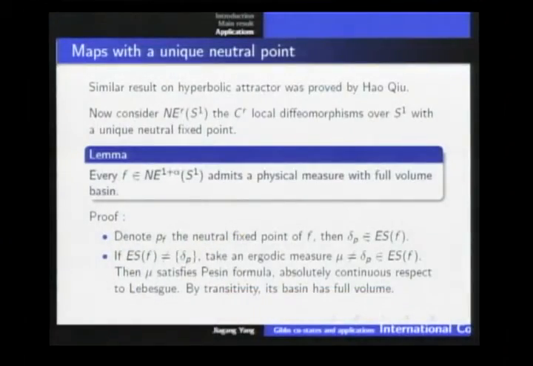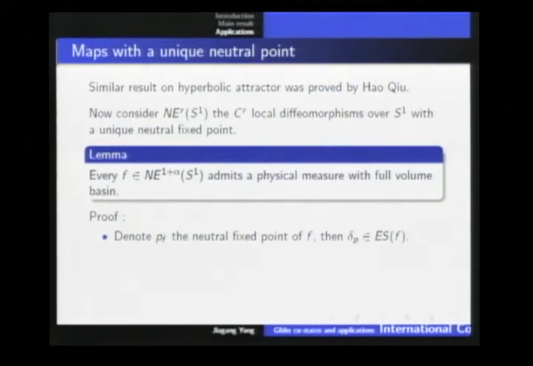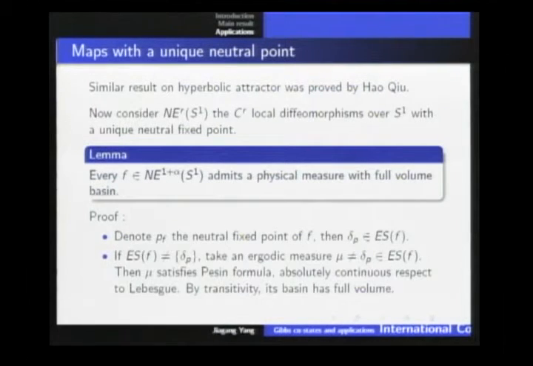So we have two cases. Either the equilibrium state set contains a unique atomic measure, then we're finished. Because why? If it contains a unique element, this element should be the physical measure, whose basin covers a full Lebesgue subset. Finished. Suppose it's not unique.